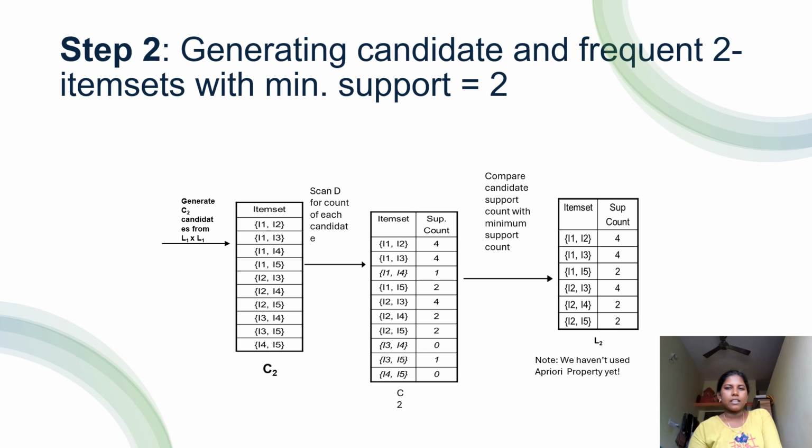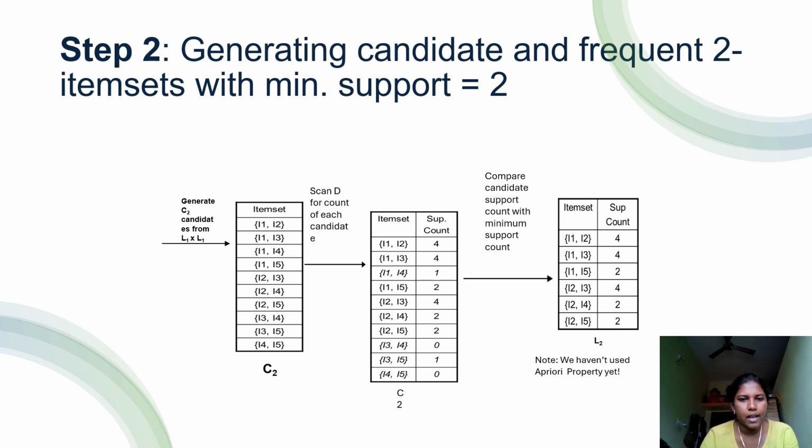Second step is generating candidate and frequent two item sets with minimum support equal to 2. Generate C2 candidates. And here the first table says that we are generating C2 candidates from L1 into L1. That means from the L1 table to L1. From the previous slide you can see that C1 has been changed to L1. Similarly, from L1 we are generating C2.